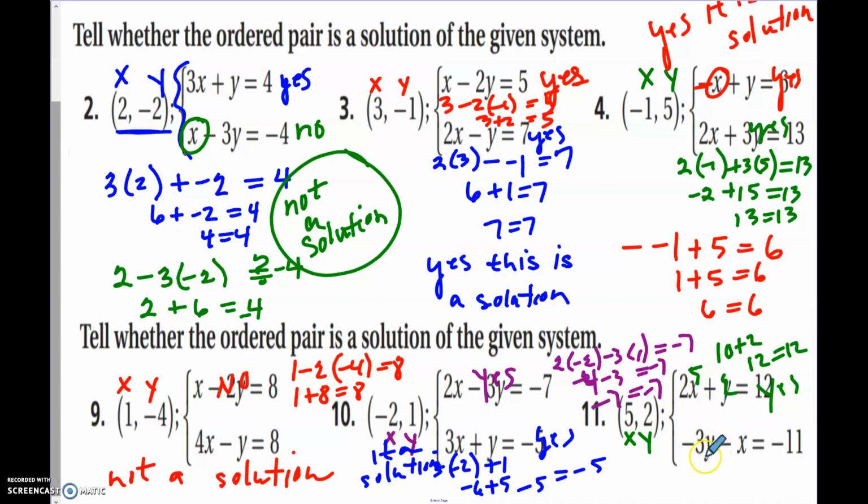So we're putting in a 5. -3 times 5 is -15. Subtract 2, and do we get -11? Well, -15 minus 2 is -17. And -17 is not the same thing as -11, so it's no. So the last problem here is not a solution.